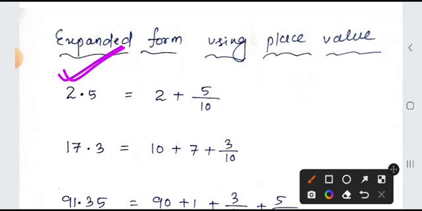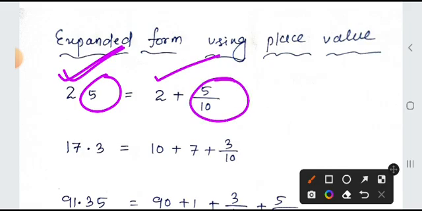So first we have to write the place value of 2. 2 is in the ones place, so we simply write 2, and 5 is in the tenth place, that's why we have to write it as 5 upon 10.